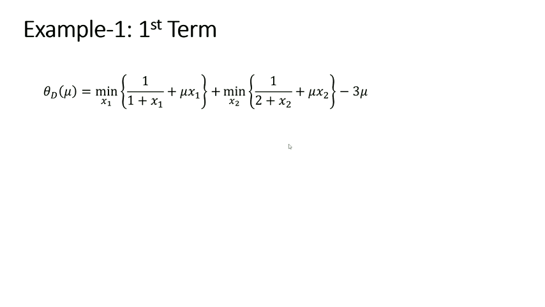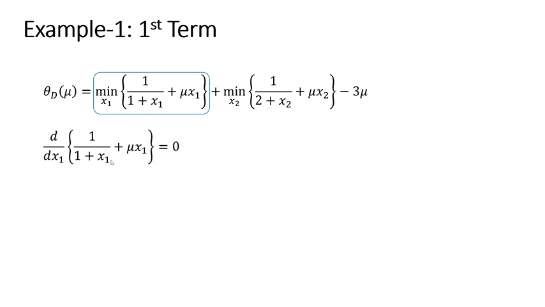So here we are. This is the expression that we just obtained. Let's attempt to minimize this one. So taking the derivative and letting it equal 0, what do we get? Negative 1 over (1 plus x1) squared plus mu equals 0, whence, solving this, we get x1 equals negative 1 plus or minus square root of 1 over mu. We have two solutions because we have a quadratic here.